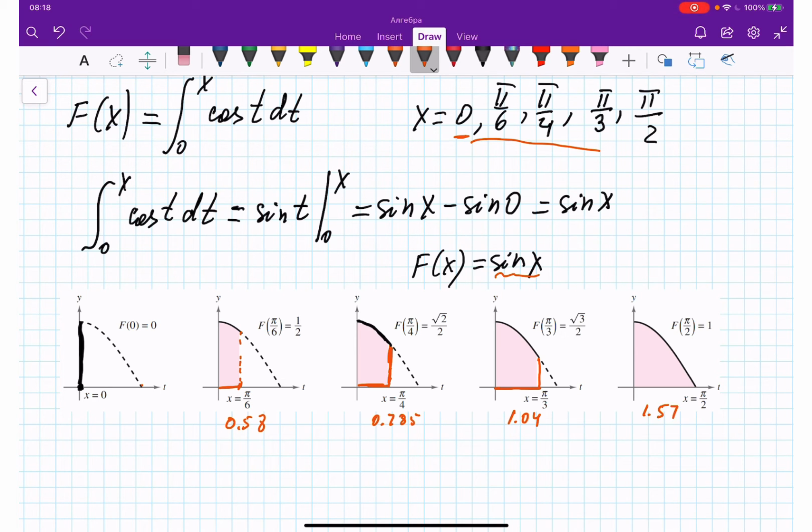1.57, half a pi. And that's because half a pi is filling out this whole area, because it's 90 degrees, right? Filling out 90 degrees. So you can think of f of x as accumulating the area under the curve f of t. Under the curve f of t is equal cosine t.